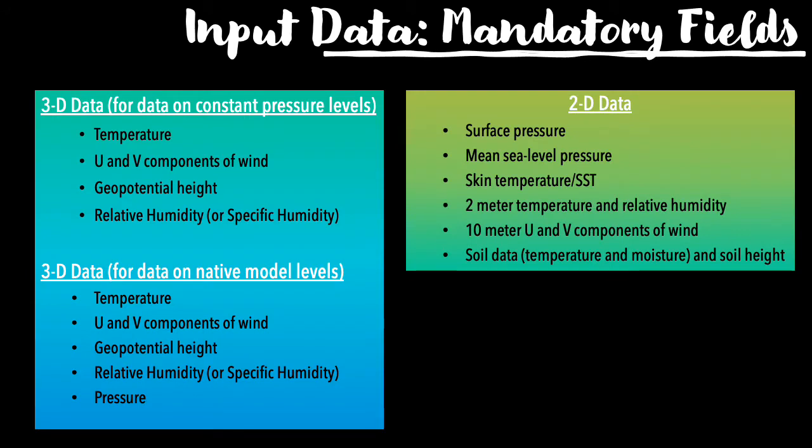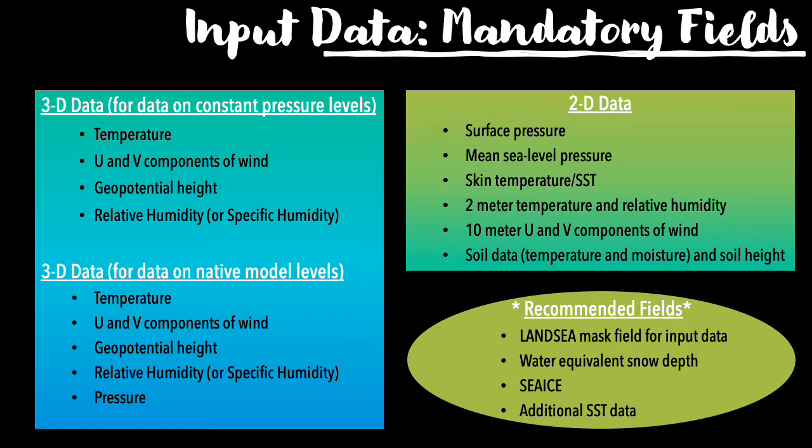We very often get the question, what data are mandatory for running WRF? On the left, I have all the mandatory 3D or atmospheric data listed for both data on constant pressure levels and for data on native model levels. At the top right, I have mandatory 2D data. This includes surface and soil data. I want to mention that mandatory data is needed for all times you wish to run your forecast, so keep that in mind.